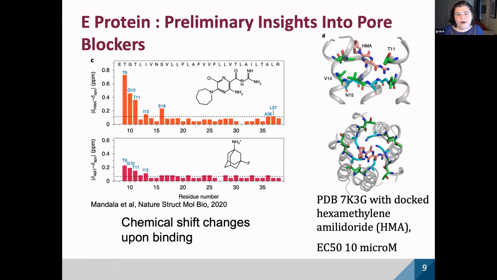But unlike many of the other structures and complexes that have been presented today, I cannot tell you, okay, these are the direct interactions that stabilize HMA in the E protein pore. I really don't have any idea beyond what is shown here, which is that there are stronger chemical shifts in this region rather than that region. And so there is just a lot of work here to be done. This is really kind of the Wild West so far.